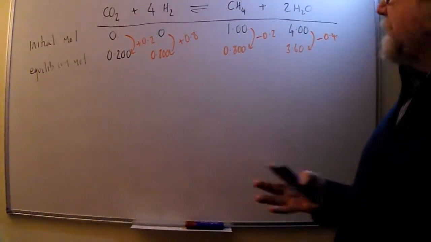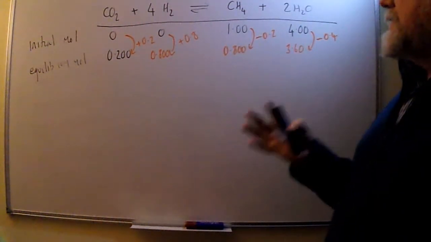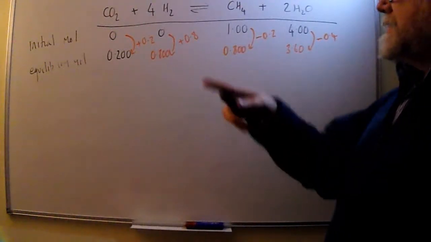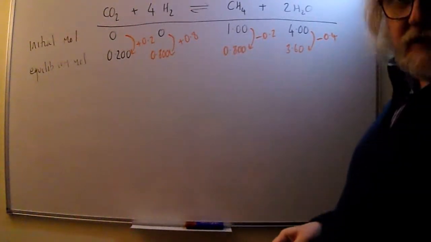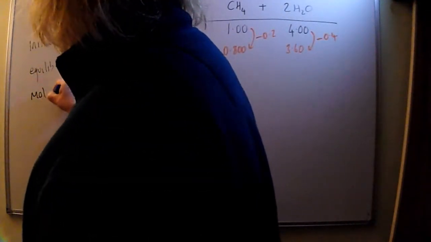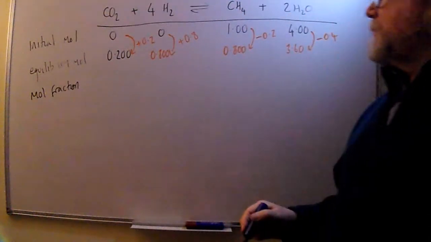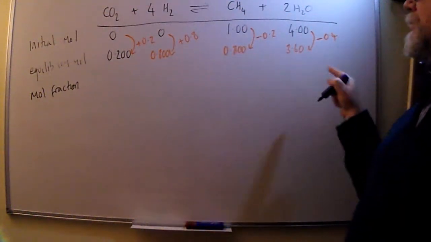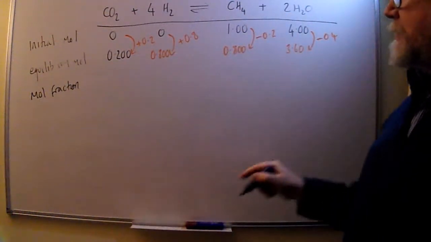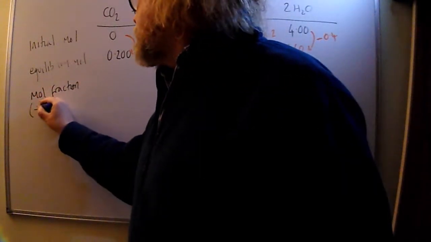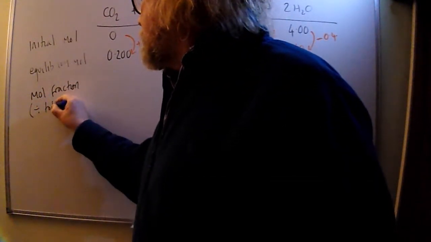Now the next thing is to remember that because we're dealing with Kp, we now need to turn these actual numbers of moles into mole fractions. So that's the next line in the table, to put the mole fraction there. And to calculate that, remember, we add up the total of all of these moles and we divide each of these numbers by that total. Okay, so that's just dividing by the total moles.